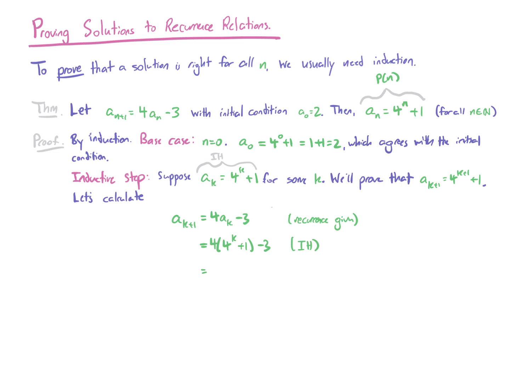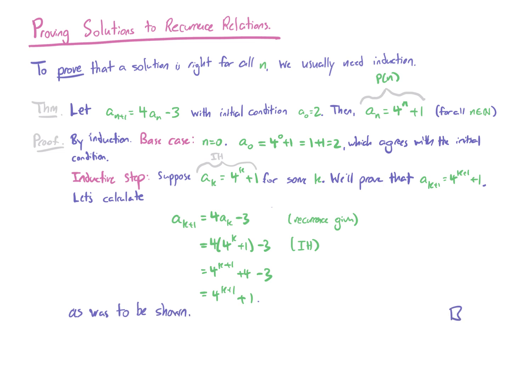And now if I just simplify with algebra, okay, I'm going to get 4 to the k plus 1 plus 4 minus 3, which is equal to 4 to the power k plus 1 plus 1. And indeed, that's the thing that I wanted to prove. So I'm done. So I'm just going to write as was to be shown, and a little proof square here.